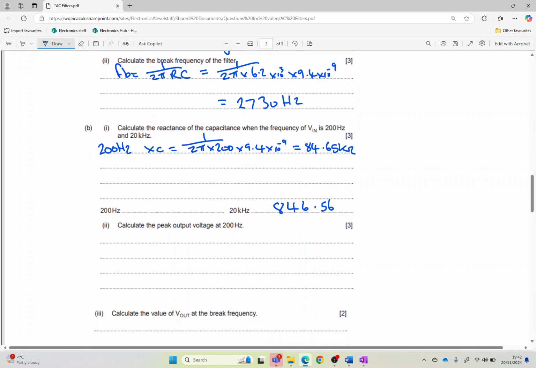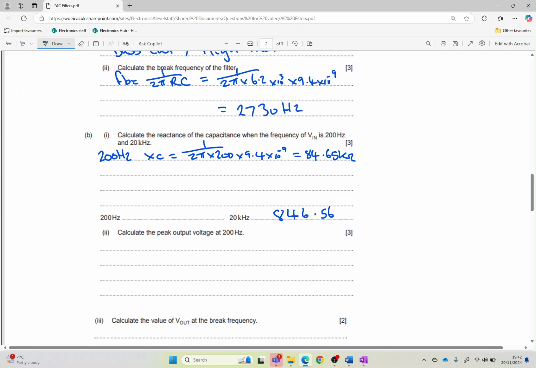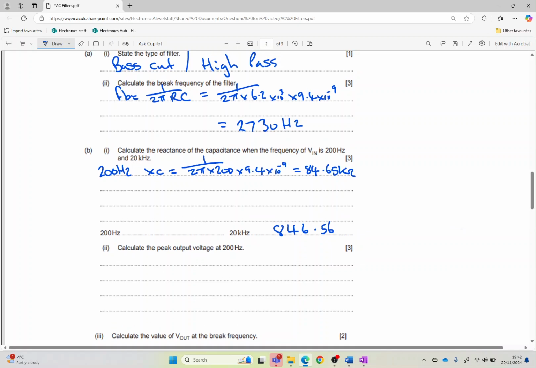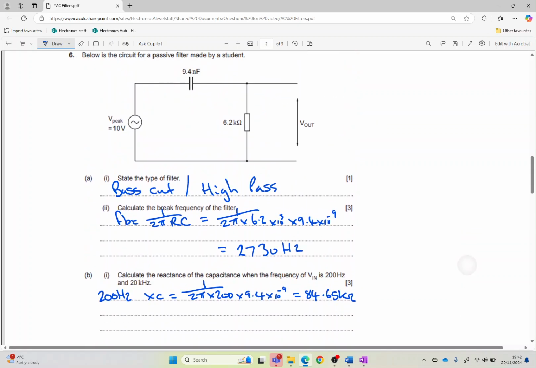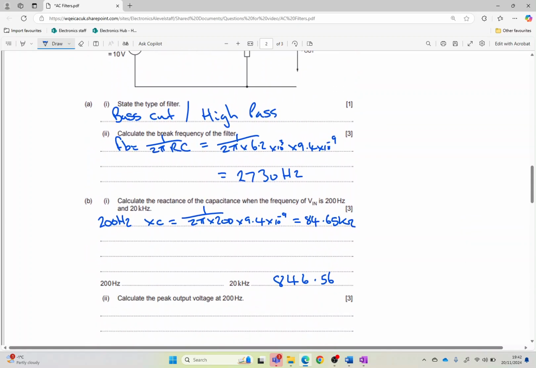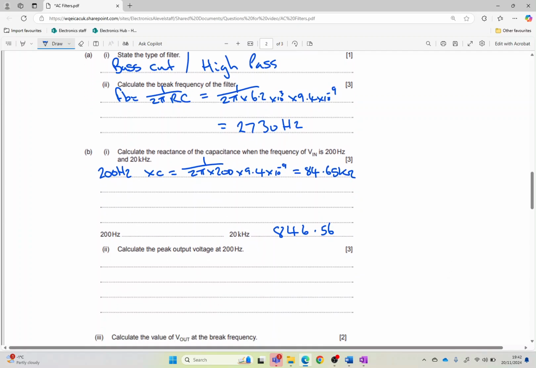So, calculate the peak voltage at 200 hertz. What we need to do is, at 200 hertz, find out what the combination of the capacitor and the resistor is, so that when we do our ratio method, we know what we're going to put on the bottom line. So that's going to be Z.